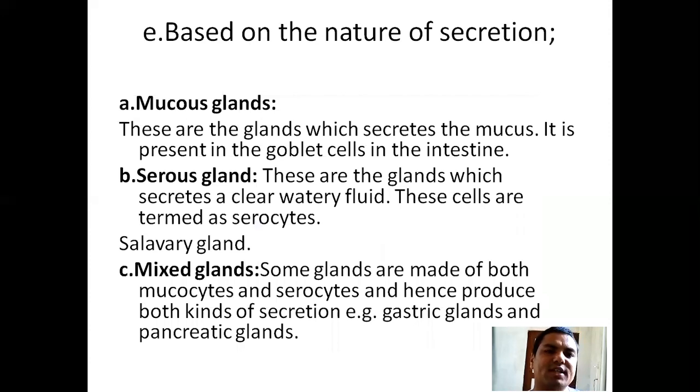Based on the nature of the secretion, there are three types of gland. They are mucous gland, serous gland, and mixed gland. Mucous gland secretes mucus, which is present in the goblet cells of the intestine. Serous gland secretes watery fluid. It is present in the salivary gland. Mixed gland secretes both mucus as well as watery fluid, so it is called the mixed gland. For example, gastric glands and pancreatic glands.